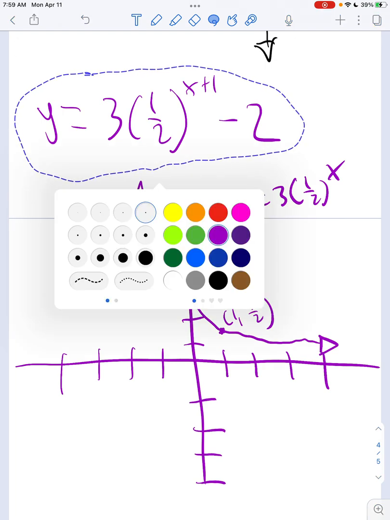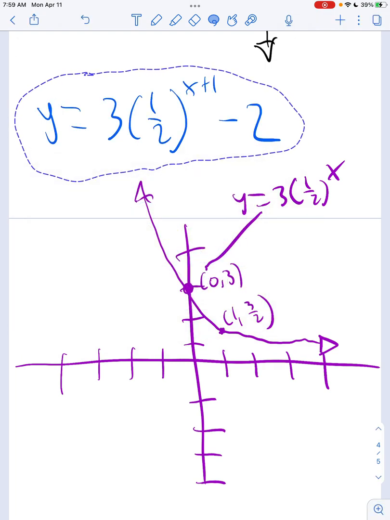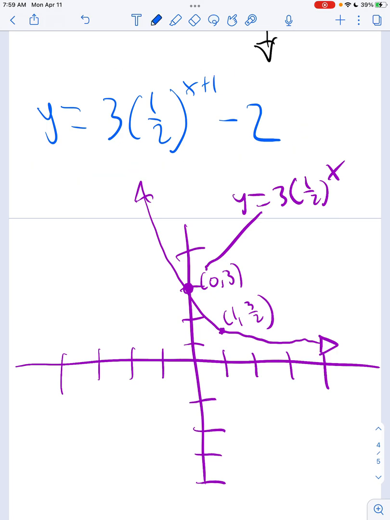Let's see, can we change it maybe? Style, yeah, there we go. All right, so now we're going to use blue here.